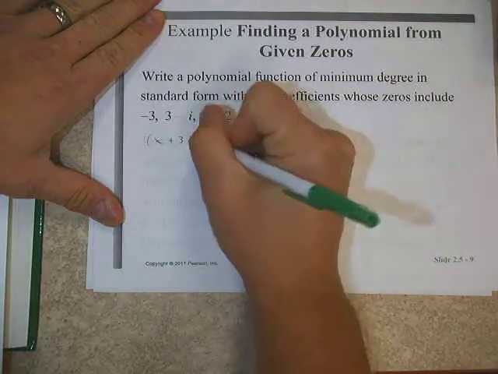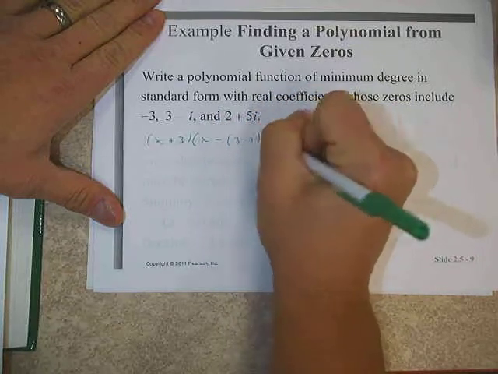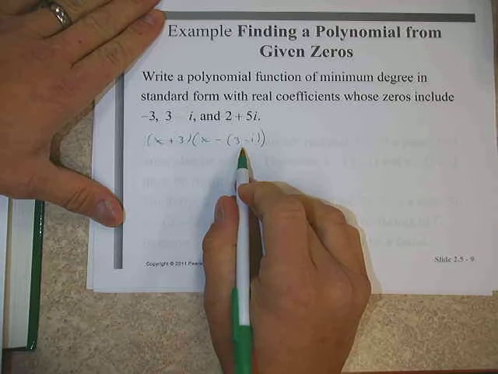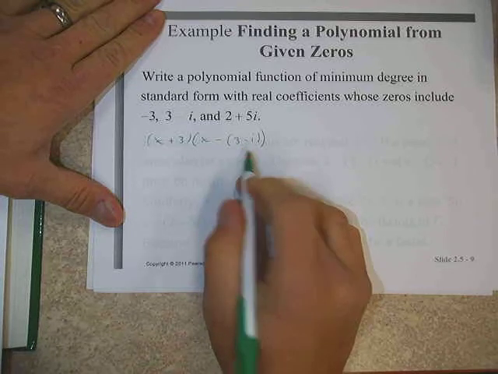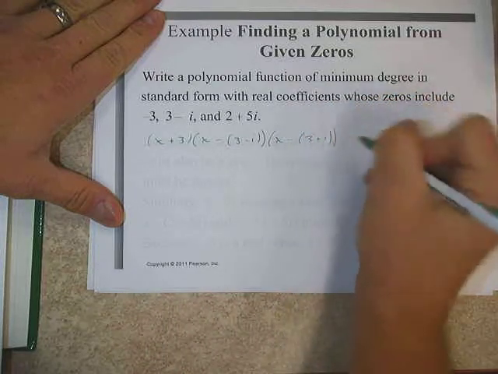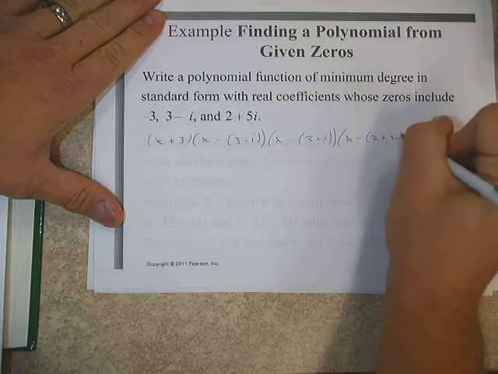First of all, the real zero that we have, we can write as x plus 3, so x minus negative 3, if you will. But then if we have 3 minus i as a zero, when we write that, we're going to write x minus 3 minus i. But by having 3 minus i here, what else is a zero based on that last theorem that we looked at?